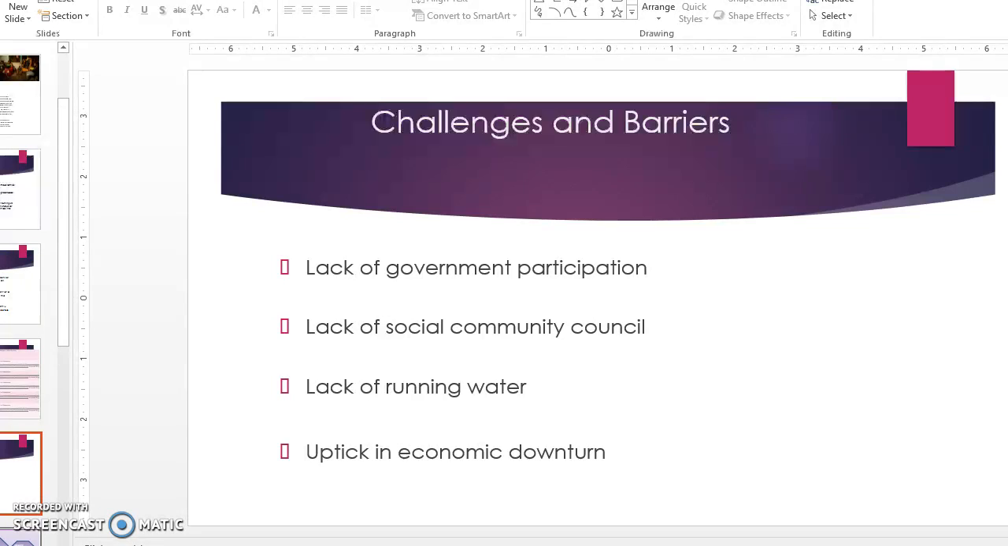Now, when we look at challenges and barriers for the community, we have to look at the lack of government participation, the lack also of social community council, the lack of running water for the people. If they do have food, then if they don't have clean drinking water, it's a moot point because they don't have anything to prepare the foods with. And an uptick in the economic downturn, which is also another problem that Venezuela has been facing because of the socialist mentality of the government, and almost like a dictatorship, if you will.